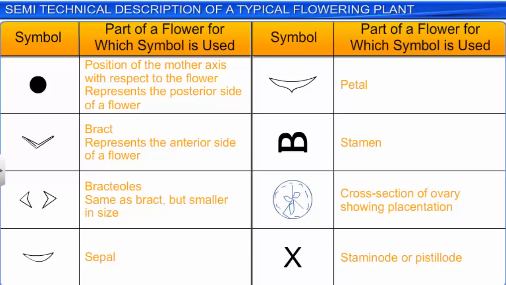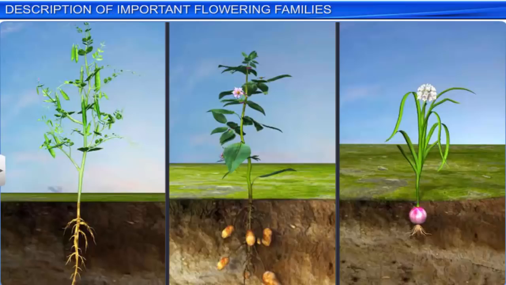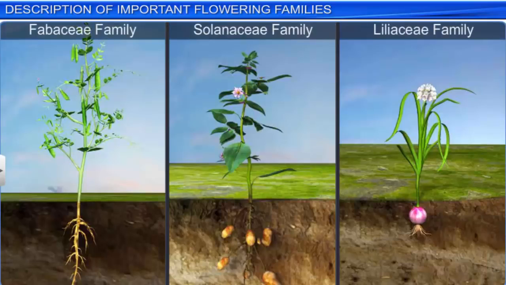Thus, the description of a flowering plant provides vital information about the plant. The description begins with the vegetative and floral characteristics and is followed by the floral formula and the floral diagram. Flowering plants or angiosperms are the most diverse group of plants on earth. These plants are categorized into different families based on their morphological characters. Let's describe a few important flowering families.